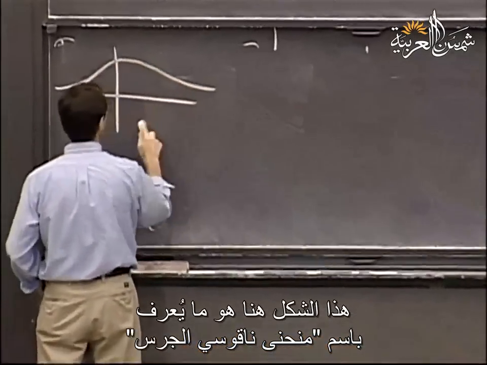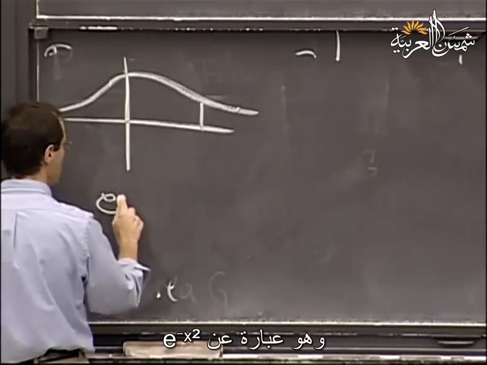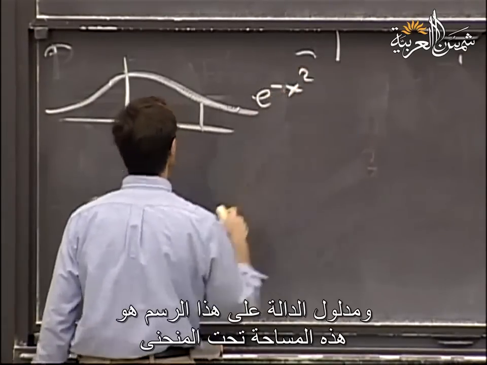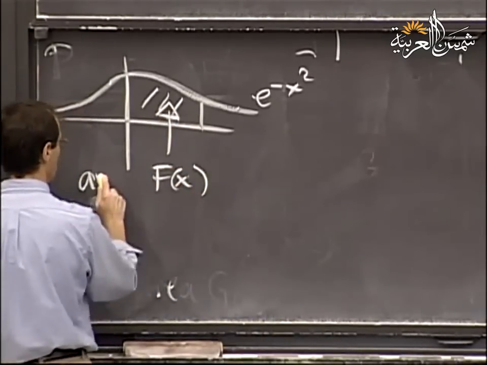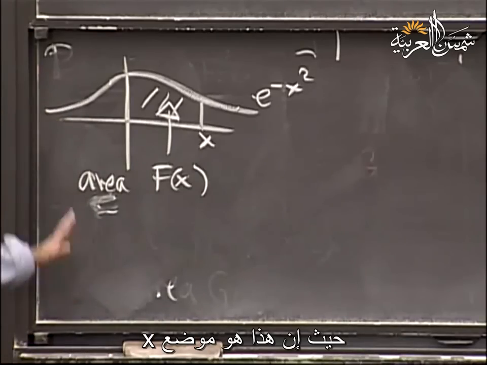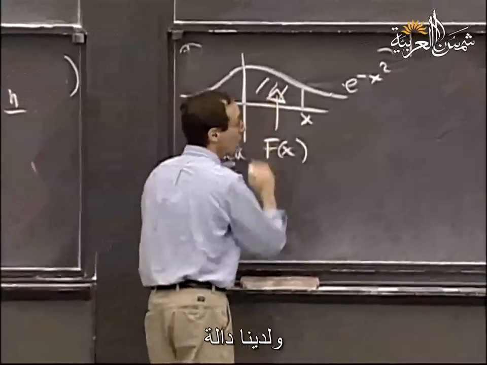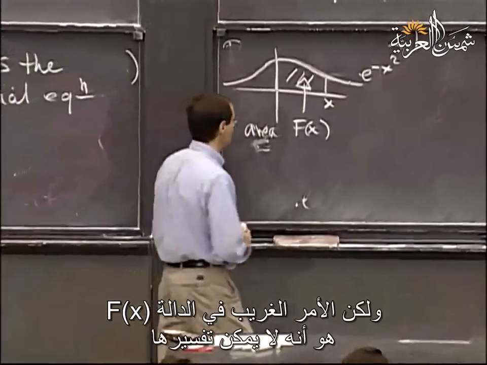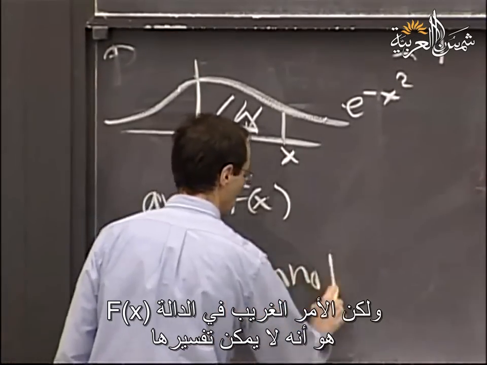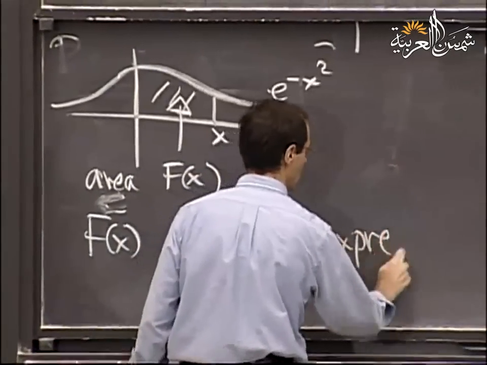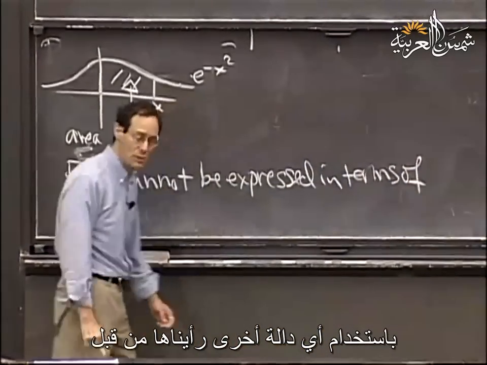This shape here is known as the bell curve, and it's the thing that comes up in probability all the time, this shape e to the minus x squared. And our function is geometrically just the area under the curve here. This is f of x, if this place is x. So I have a geometric definition. I have a way of constructing what it is by Riemann sums, and I have a function here. But the curious thing about f of x is that f of x cannot be expressed in terms of any function you've seen previously.